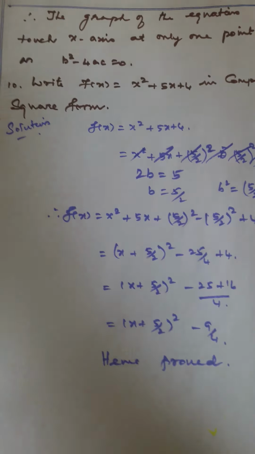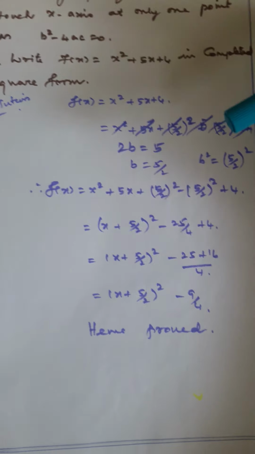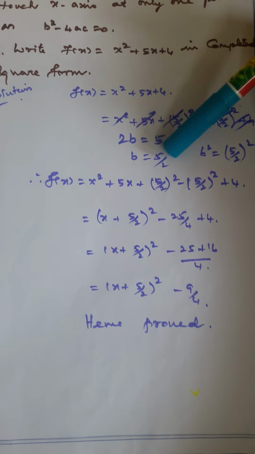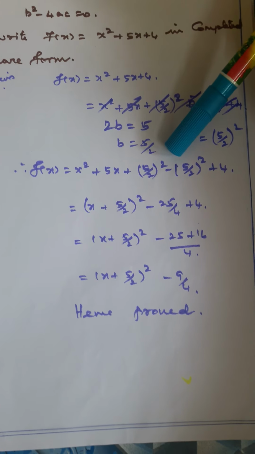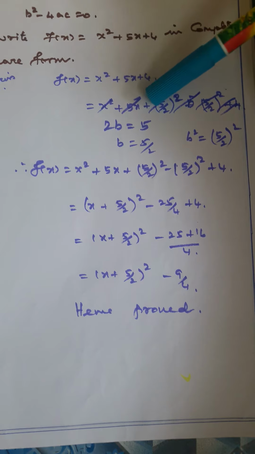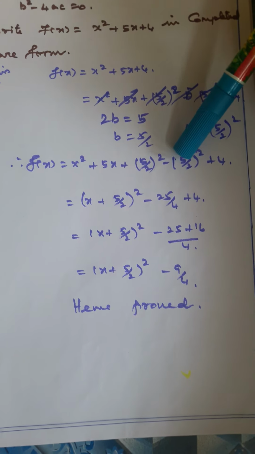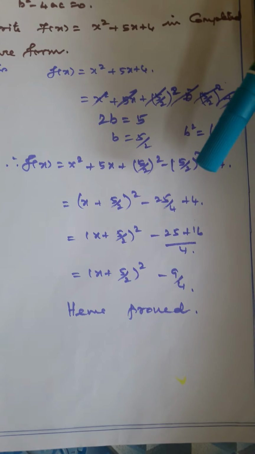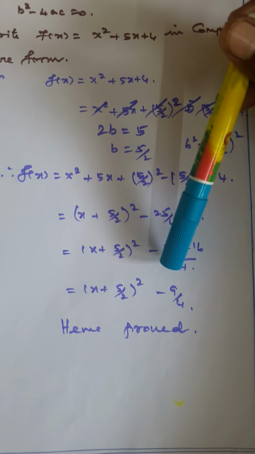Okay. So the 10th question, write f of x in completed square form, right? For completed square form, we should know the b value. Where you have the b value, the second term, so 2b equal to 5, or b will be 5 by 2. In the equation, there is no b square. So I am adding and subtracting b square. So the first part will be x plus 5 by 2 the whole square. The second will be minus 25 by 4 plus 4. That is minus 9 by 4.